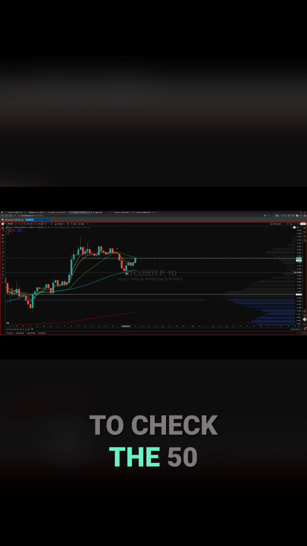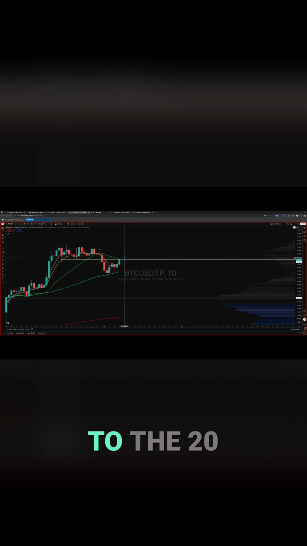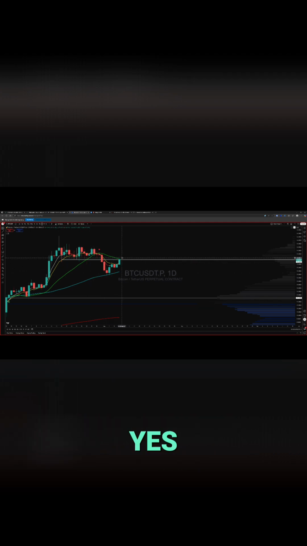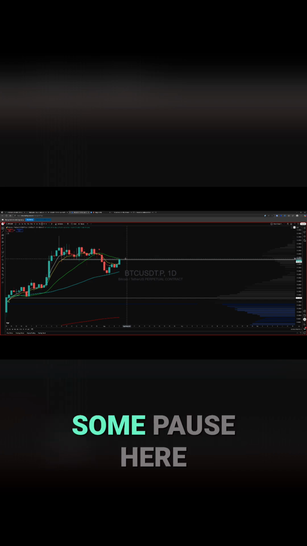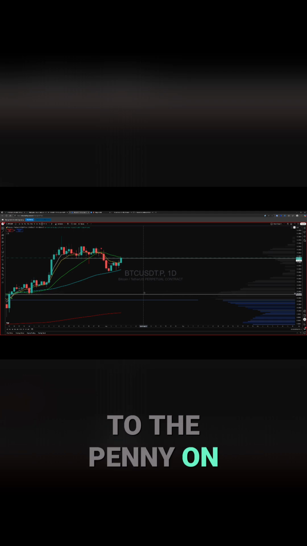So we've come back to check the 50. We bounce, and where do we bounce? Of course, to the 20. Is this the first attempt of the 20 since it had failed? Yes. First attempts do what? It should bounce, right? Or get some pause here. And here we are, basically to the penny on the 20-day MA.